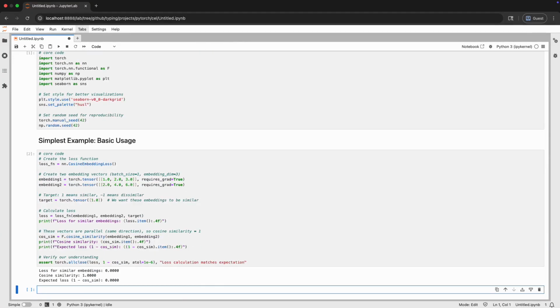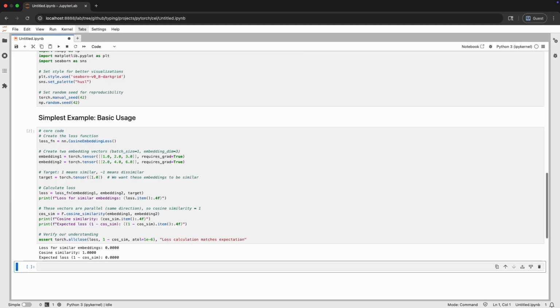Perfect. The loss is 0, which makes sense because these vectors are parallel, they have the same direction. The cosine similarity is exactly 1, meaning perfect alignment. And when we calculate the expected loss as 1 minus the cosine similarity, we get 0, confirming our understanding of how the loss works for similar pairs.